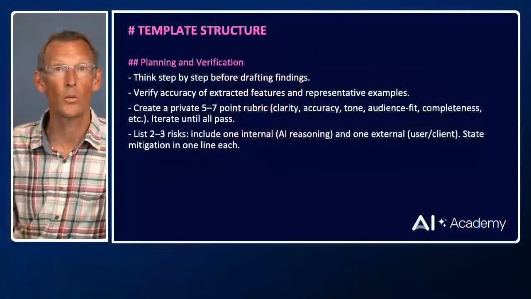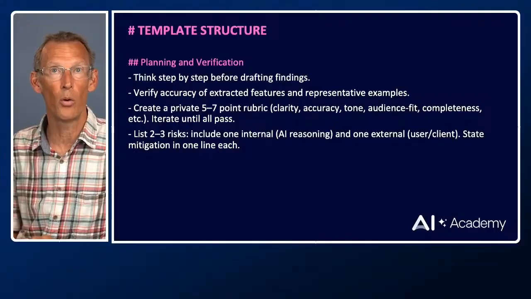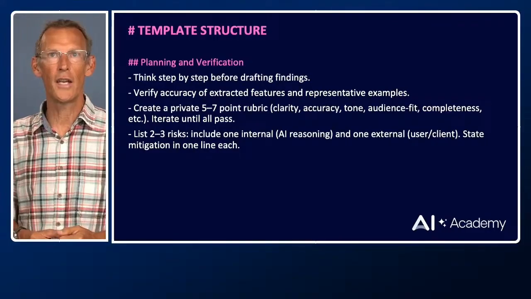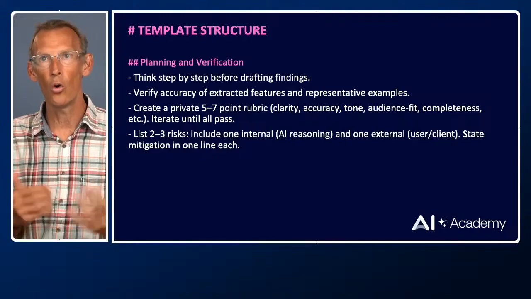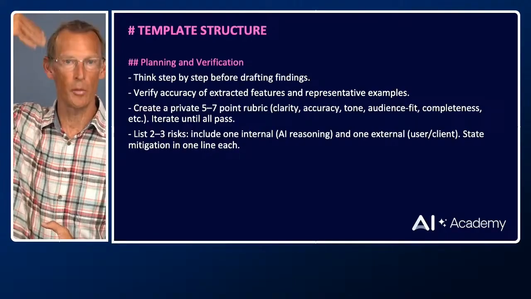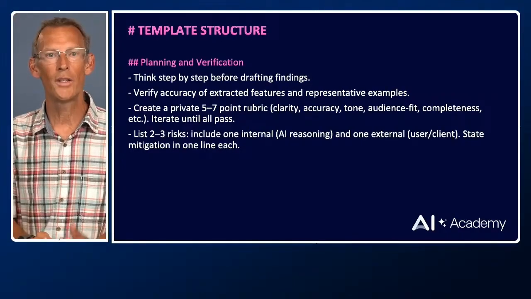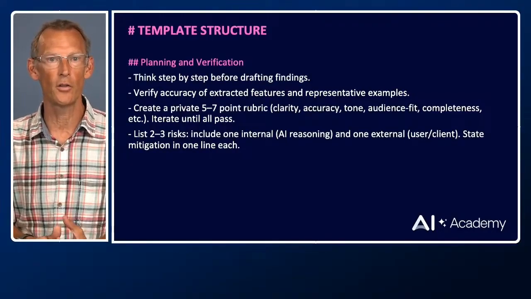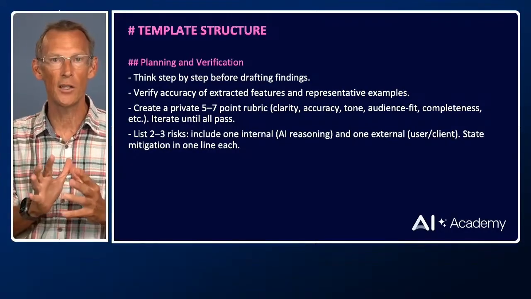And we can tell it to create this rubric. Now, you don't need to worry about what the rubric is necessarily. It's something that you could create yourself, but actually ChatGPT is fairly good at creating its own rubric. We just tell it to do it. We say, create a 5 to 7 point rubric. In other words, come up with a scoring scale across a number of different criteria, such as clarity, accuracy, tone, audience fit, completeness, based on the objective and the prompt. Then we tell it to iterate until it passes, till it gets the right score, till it feels it's done those things correctly. It happens behind the scenes. We don't need to see it.